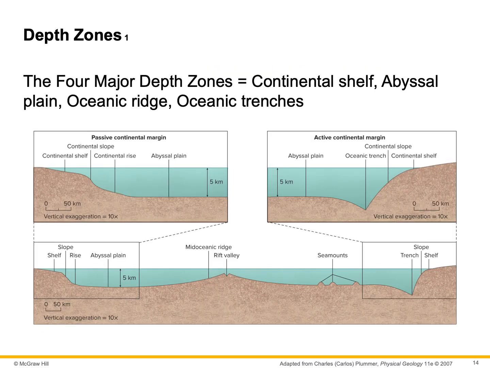There are 4 major depth zones: the continental shelf, the abyssal plain, the oceanic ridge, and the ocean trenches. The passive margin zones are the continental shelf, the continental slope, the continental rise, and the abyssal plain. The active margin zones are the continental shelf and slope, the trench, and the abyssal plain.